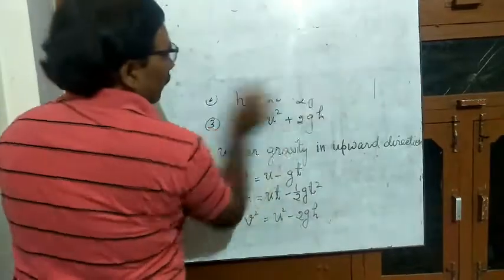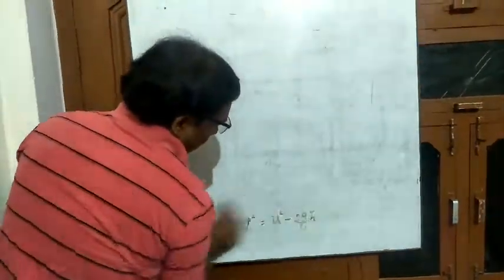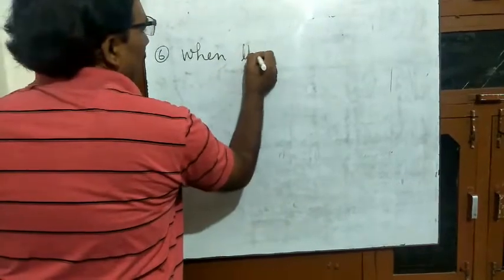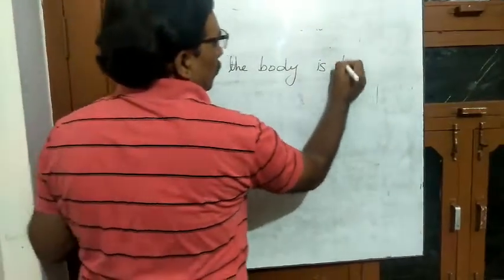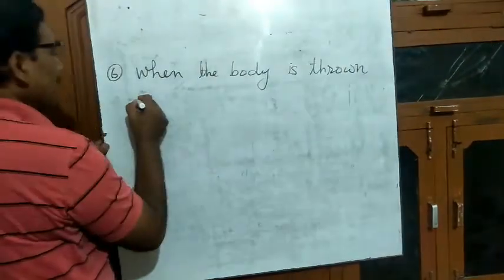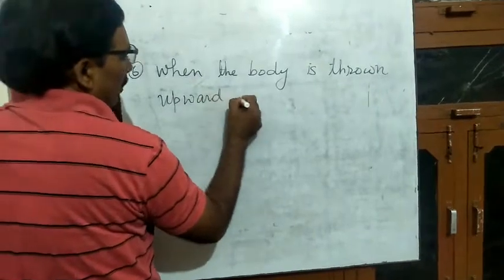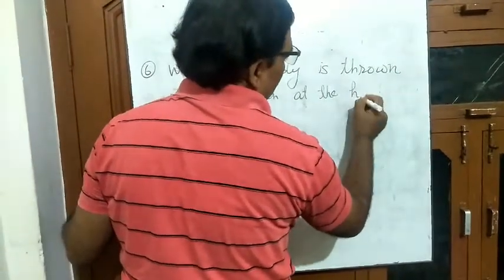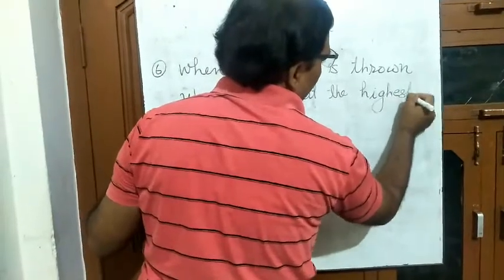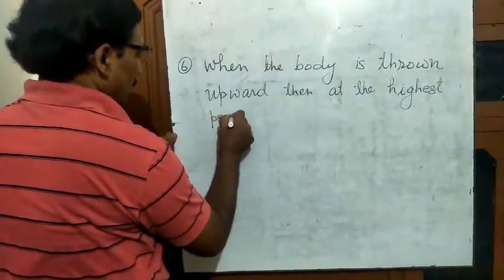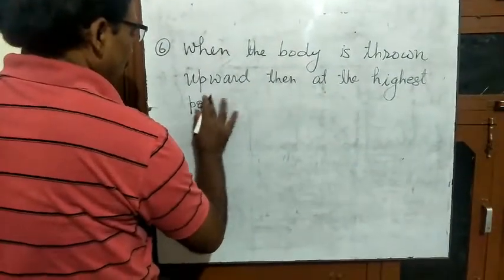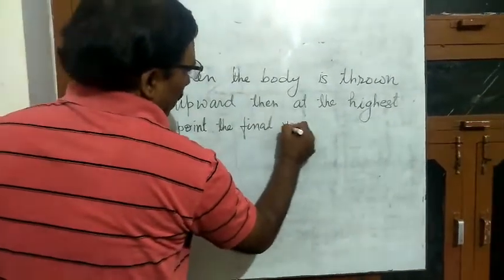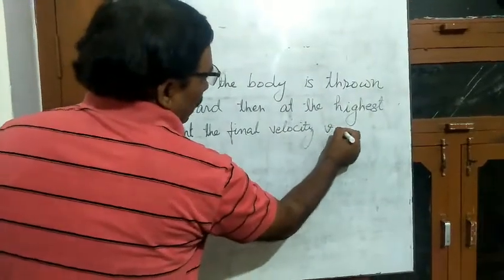So you can write this next point, point number 6: when the body is thrown upward, then at the highest point, the final velocity v is equal to 0.